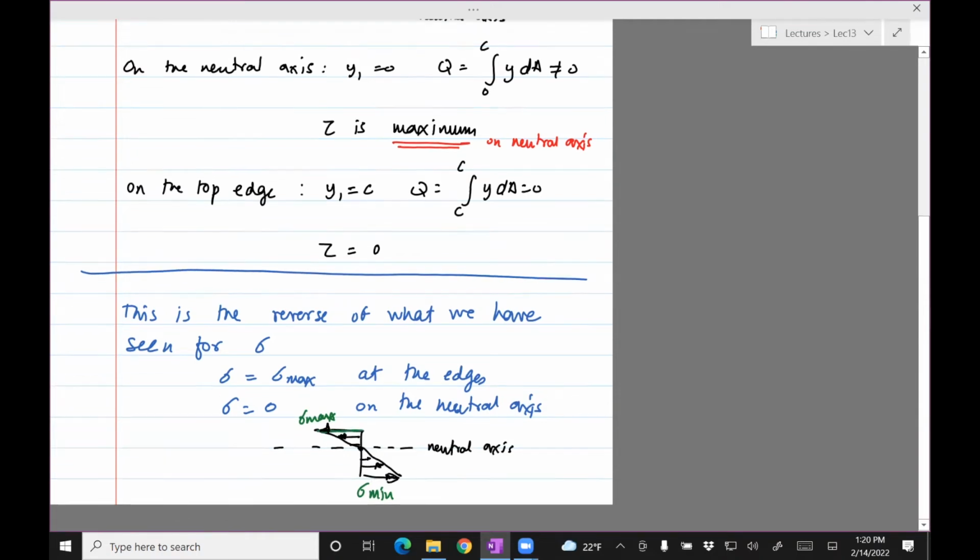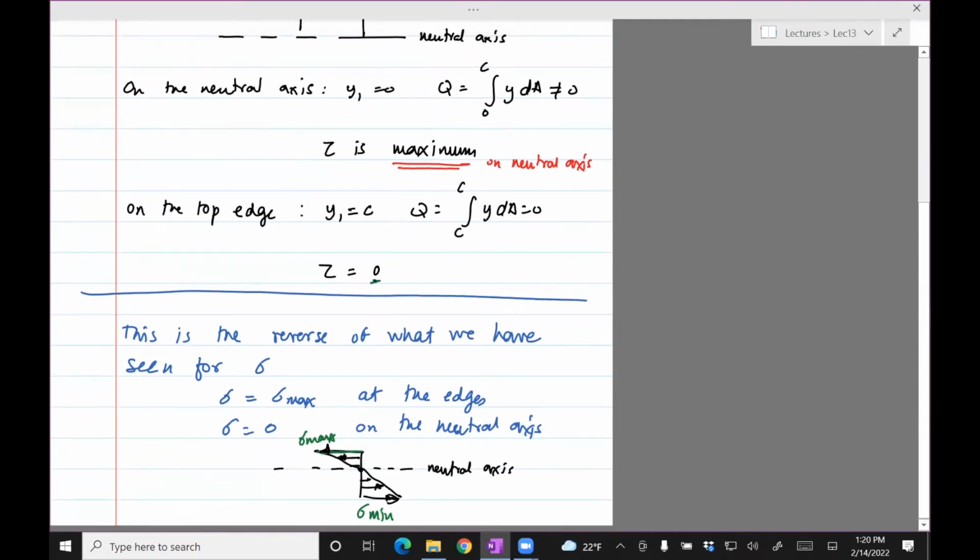In fact, the shear stress is always 0 at the edges because there's nothing to shear over. But for normal stress, it's a very different mechanism. It's basically the stretching and compression. And since the stretching is the maximum at the edges, you'll see that the normal stress is maximum at the edges.